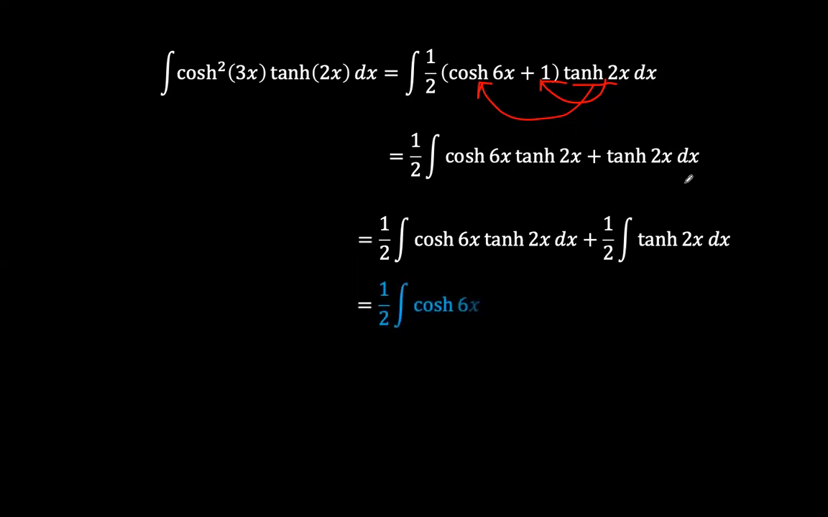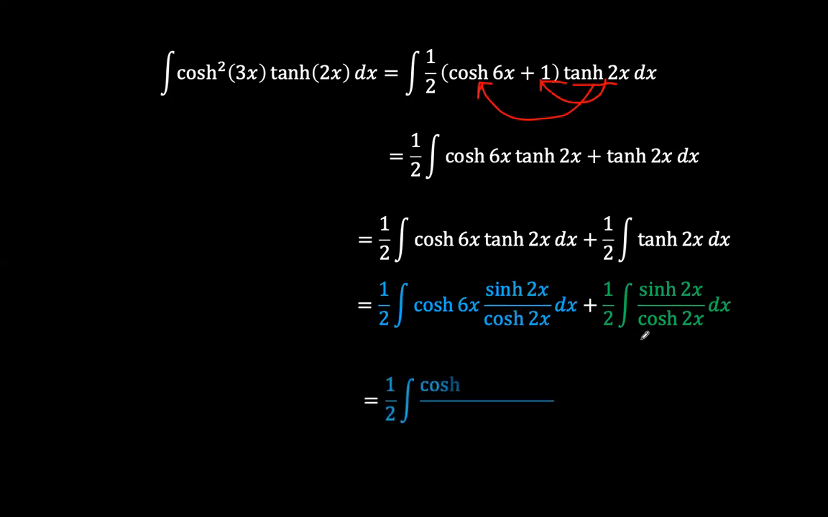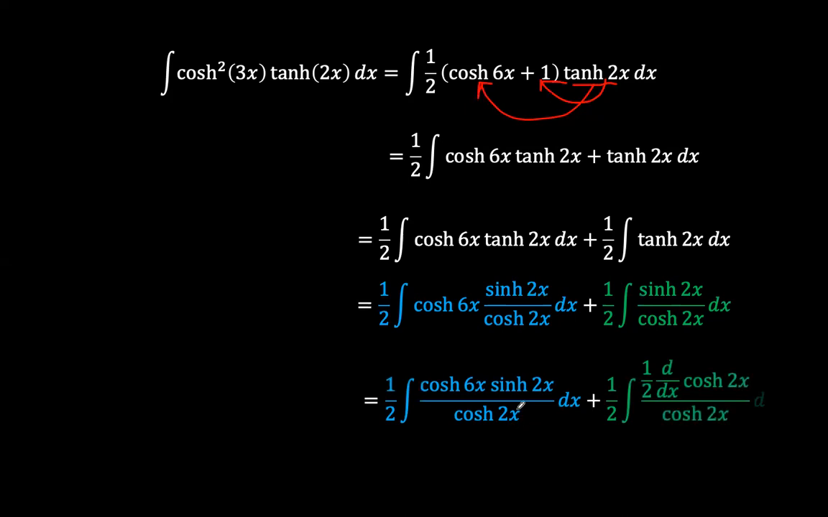So we can now separate this into two separate integrals, such that when we expand the hyperbolic tangent of 2x, which is hyperbolic sine of 2x, sinh 2x, over cosh 2x, we have the integral plus half of the integration of sinh 2x over cosh 2x. And now the next thing is we can just punch the cosh 6x and sinh 2x in the numerator and cosh 2x in the denominator for the first integral.